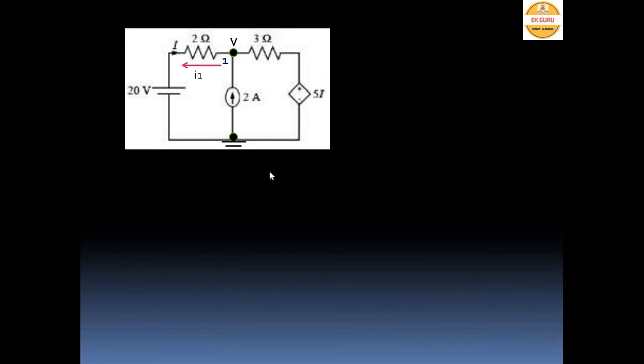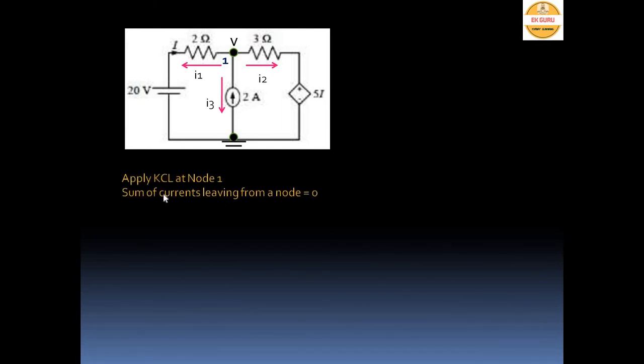Step 3 is to assign outgoing branch currents. From this node we will assign the currents leaving the node, like I1, I2, I3. Step 4 is to apply KCL at each node. Here we have only one node, that's why we are applying KCL at node 1.